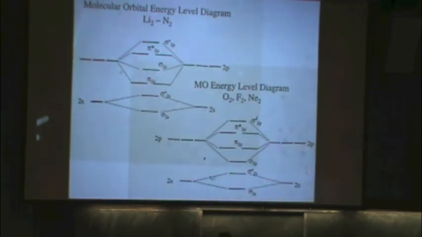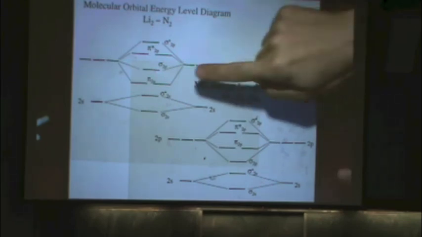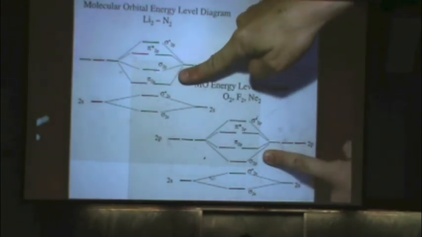Okay, once you get to oxygen and above, it changes a little bit. You see what changed? The energy level between the sigma 2p and pi 2p have flipped. So these two flipped with these two. That's the only difference. Those two flipped.